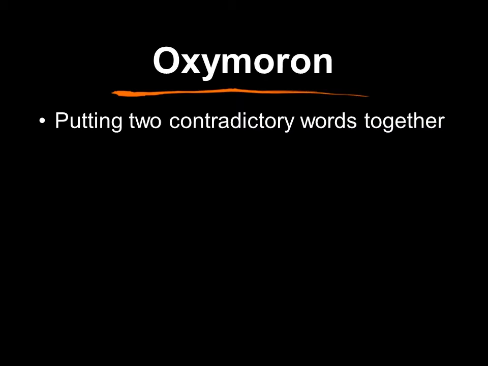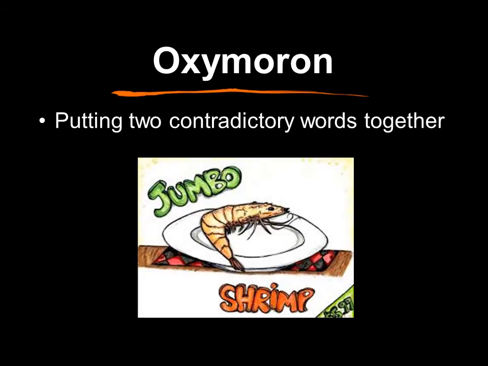Oxymoron. This is when you put two contradictory words together. An example of an oxymoron would be a jumbo shrimp. Jumbo is large and shrimp is actually quite small, so when you put them together, the words are contradictory.